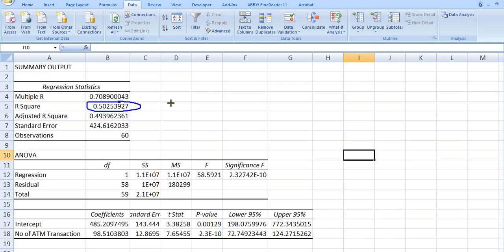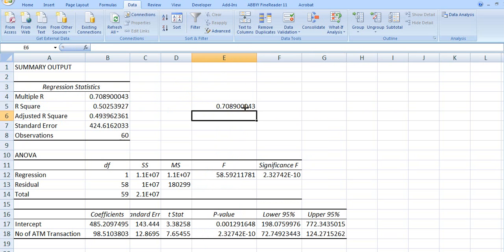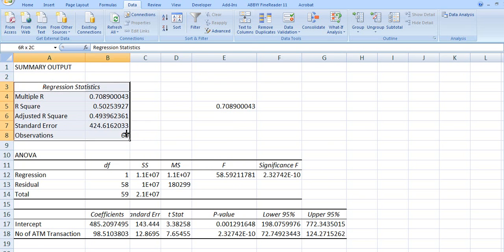Now in case of multiple regression, r square is not useful. We have some adjusted r square, but that we'll see in the multiple regression case. In a single regression, this is important to us. You see over here something is given as multiple r. Multiple r is nothing but the correlation coefficient between y and x, and this correlation coefficient is given as root of r square. If you take the root of this, you will exactly get this value, and we'll do the correlation analysis also. So multiple r is root of r square. This is the standard error, and the number of observations was 60. So this is the regression statistics.